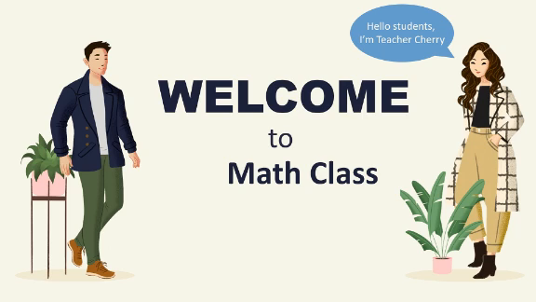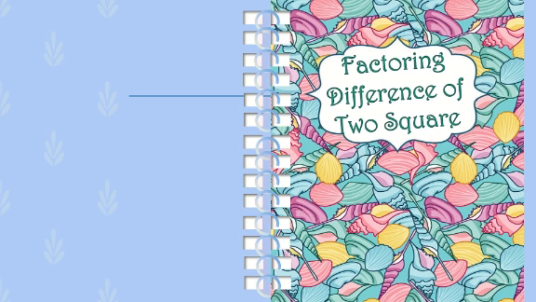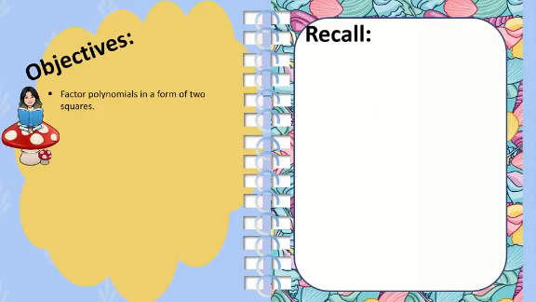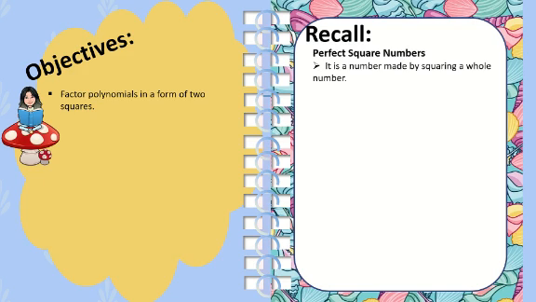Welcome to math class. We're going to discuss factoring difference of two squares. The objective is to factor polynomials in the form of a difference of two squares. Let's have a recall first.